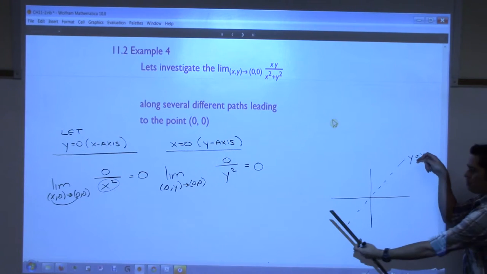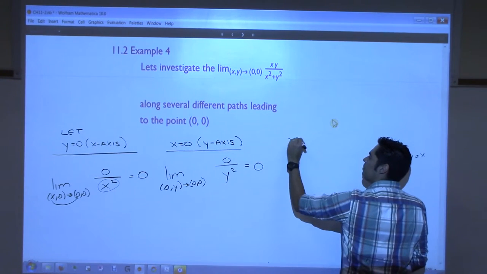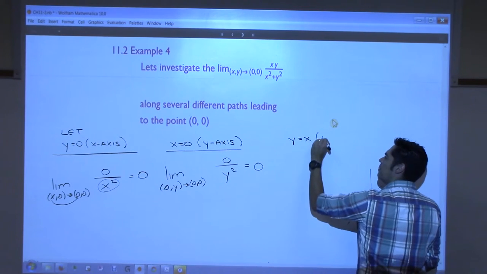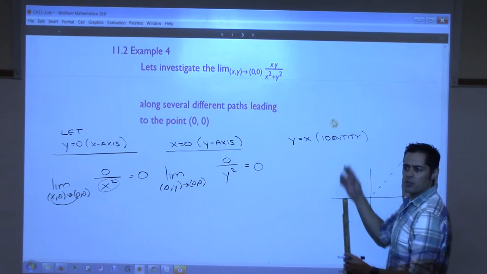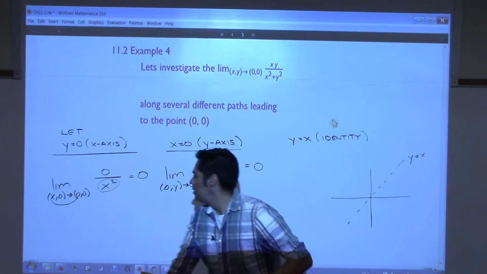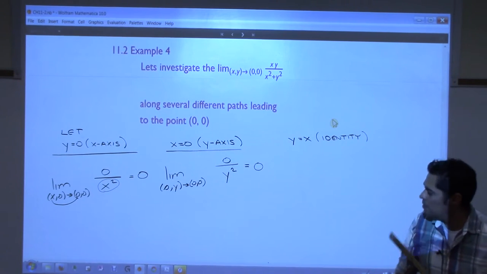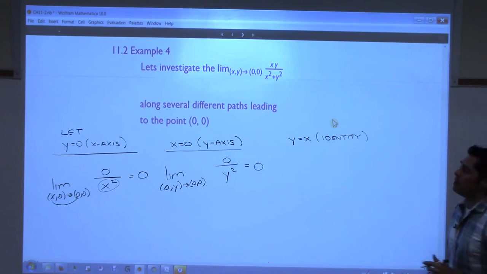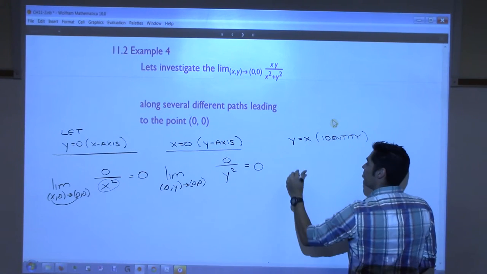So we're going to approach (0, 0) along the diagonal. So that'll be y equals x. We call that the identity function, back from college algebra. So let's approach along the identity and see what happens. What I'm going to do is replace all my y's with x's, and I'm going to rewrite the limit up here.